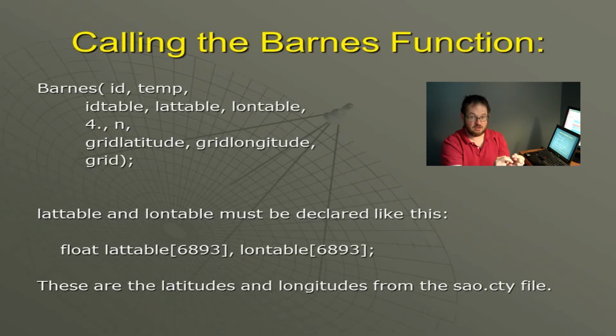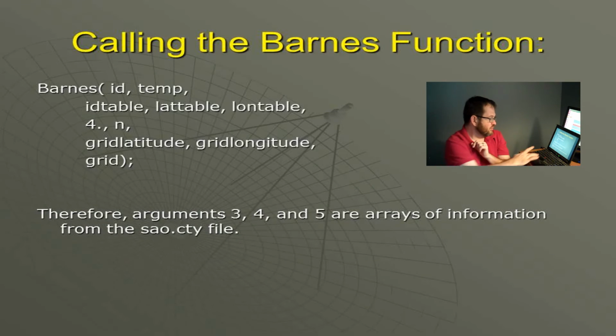So row I of that table will contain a station identifier and a latitude and a longitude associated with that station identifier. So arguments 3, 4, and 5 are all information that come to us from the SAO Easy City file. I have a misprint there. I said SAO City, but it's SAO Easy City. Okay.